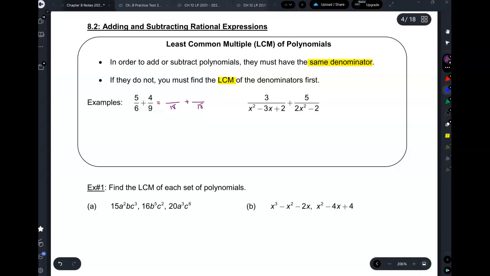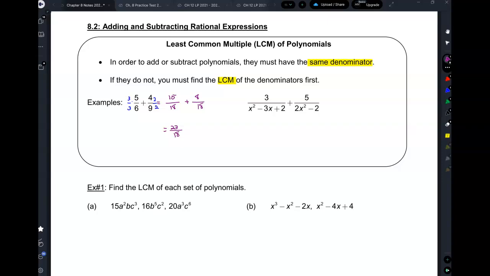Well then, so what do I do to the fractions here? In order to make the 6 into 18, I need to multiply it by 3. So I multiply top and bottom by 3. And then the 4 over 9, I need to multiply by 2, right? So basically, you multiply top and bottom by whatever you can multiply it with so that it becomes the LCM. So here, we now have 15 plus 8, 23 over 18. Okay, great.